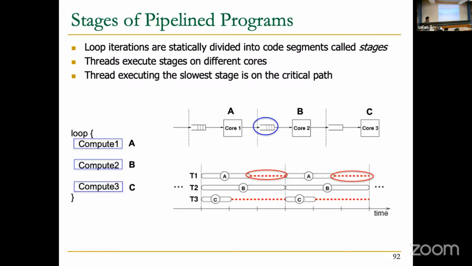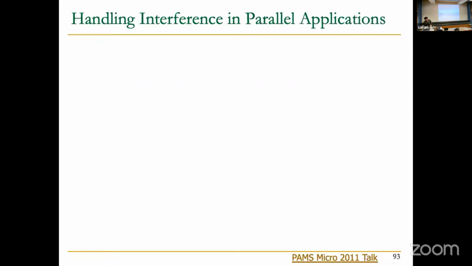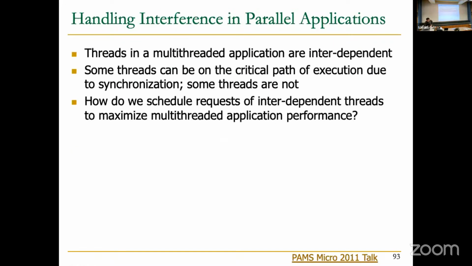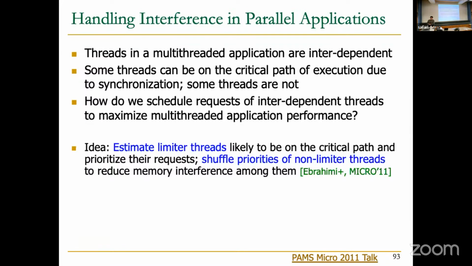And this is what the execution timeline looks like for these 3 threads. You can see thread 1 and thread T are suffering from thread B's low performance here. If you could execute thread B faster, you could improve system performance for your workload. Okay, so these are things I discussed. But how do we schedule requests of interdependent threads to maximize multi-threaded application performance?